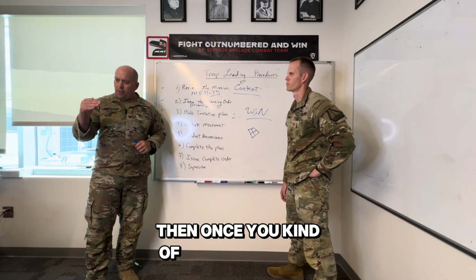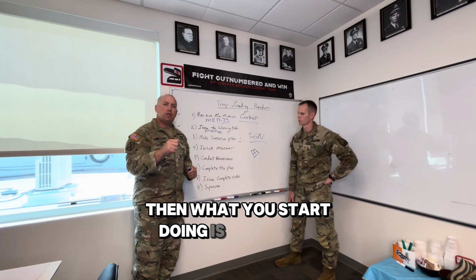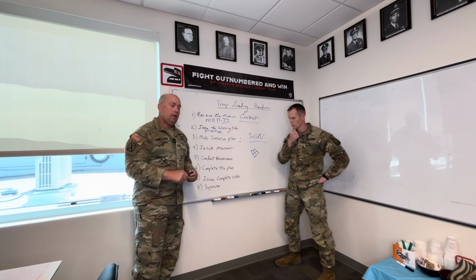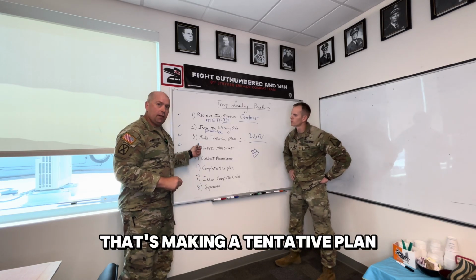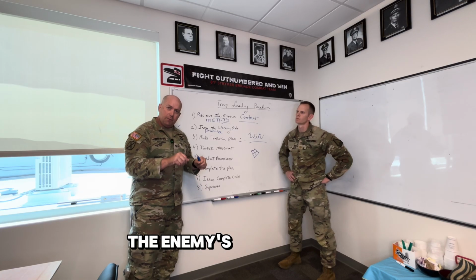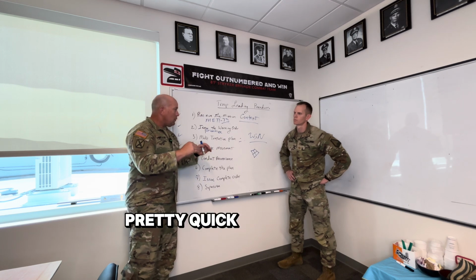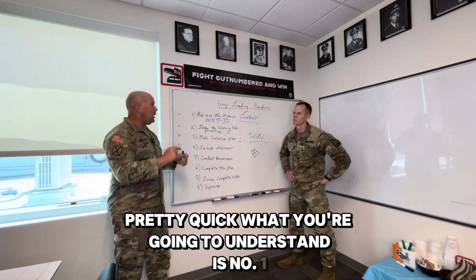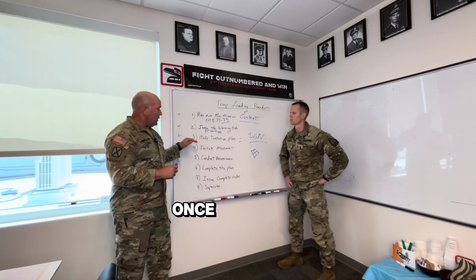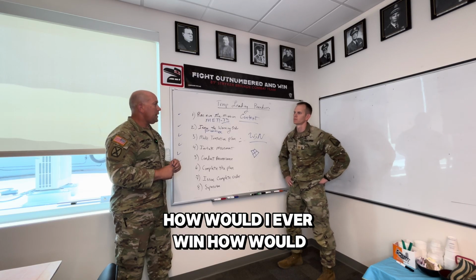Then once you ascertain what the enemy's trying to accomplish, what you start doing is arranging your forces as he would if you were him. That's making a tentative plan. Because once you start looking at the fight from the enemy's point of view and arranging the forces as you would if you were him, pretty quick you're going to understand, I guarantee if you do it right, once you flip it around and look at it, you should say, man, how would I ever win? How would I ever beat this?